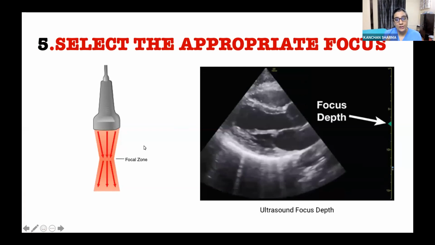Then there is something called the focus button. Okay. Some machines have it, some machines do not. So if you are privileged to have this button, suppose your target is at 4 centimeters. You set your focal button at that centimeter. What will happen? This is going to converge all the beams from the ultrasound to that particular point. So you will be able to see your target structure very nicely.